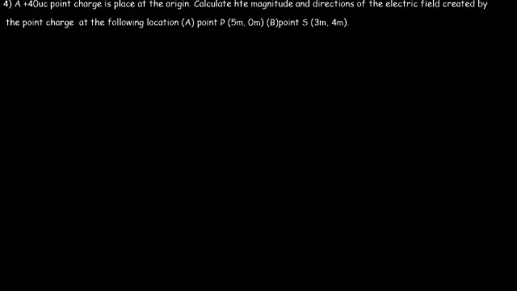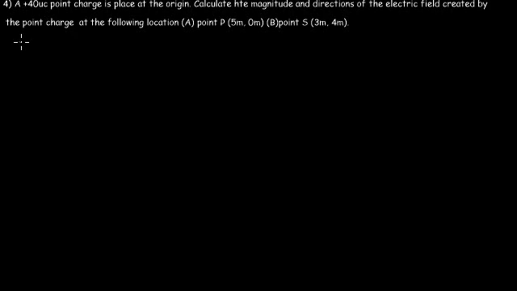Number 4. A positive 40 microcoulomb point charge is placed at the origin. Calculate the magnitude and direction of the electric field created by the point charge at the following locations: point P, 5 meters, 0 meters, and point S, 3 meters, 4 meters. These points are given to us in coordinate form.